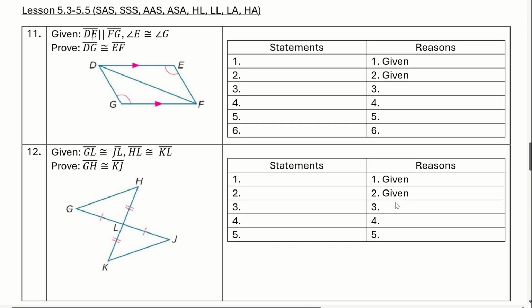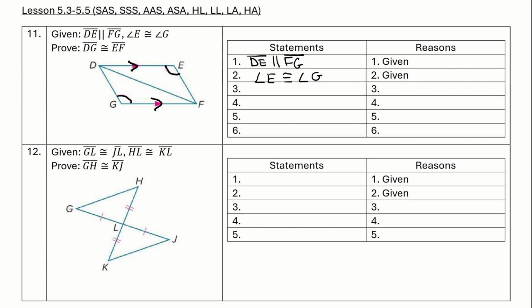Okay, so here we got a triangle. It says DE is parallel to FG, so this is the parallel symbol. Angle E is congruent to angle G, so that's written there already. And so they're given. So write down the given statements, right? The line segment DE is parallel to the line segment FG. The second is a given statement as well. The angle E is congruent to angle G.